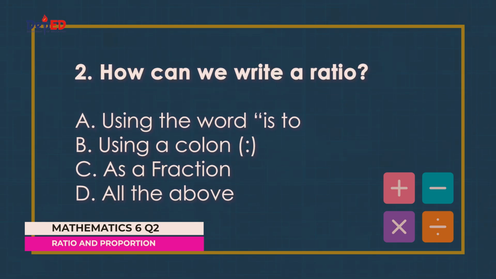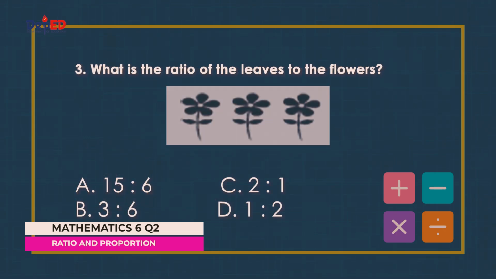Number 2. How can we write a ratio? Letter A, using the word is to. Letter B, using a colon. Letter C, as a fraction. Or letter D, all of the above. Number 3. What is the ratio of the leaves to the flowers in the picture? Letter A, 15 is to 6. Letter B, 3 is to 6. Letter C, 2 is to 1. Or letter D, 1 is to 2.